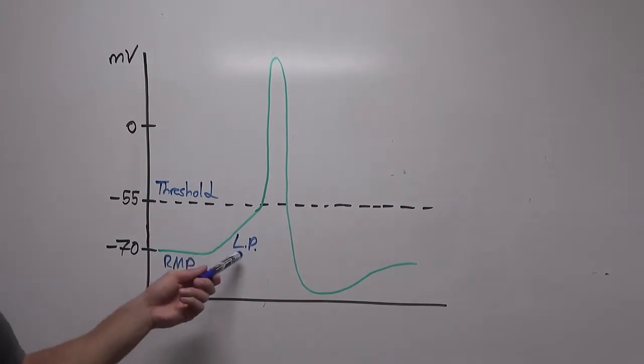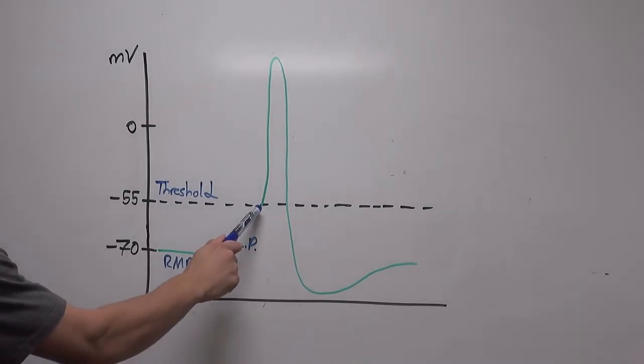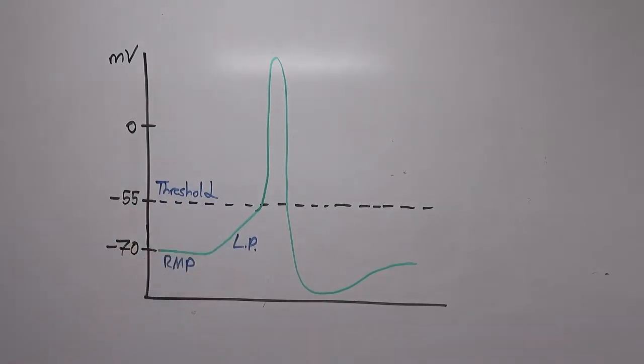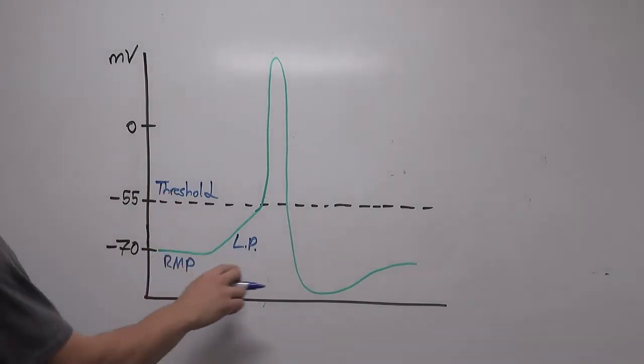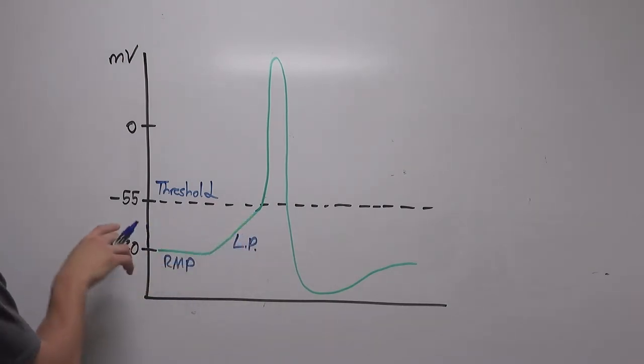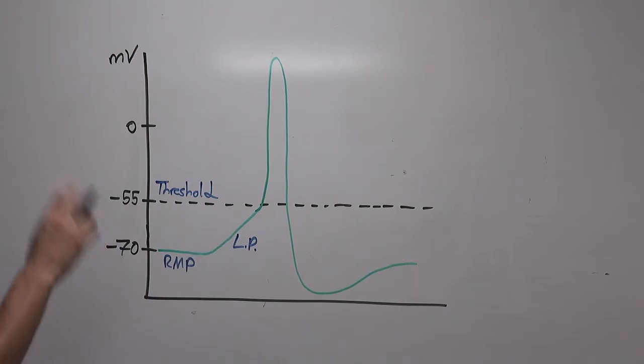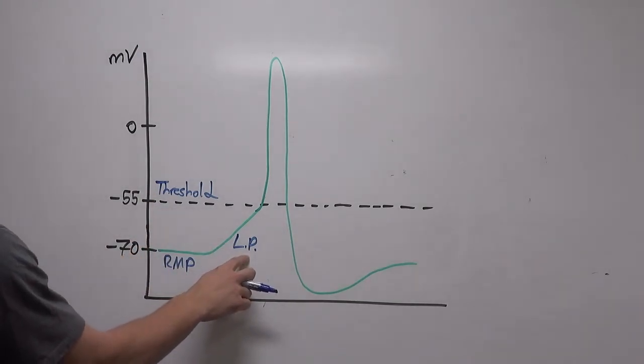So if this local potential reaches the -55 millivolts right here, then this action potential will be sent down the neuron. So let's say, going along with this graph, the local potential happens, the stimulus reaches -55 millivolts, then an action potential can happen. Okay, so we've already discussed this process down here.